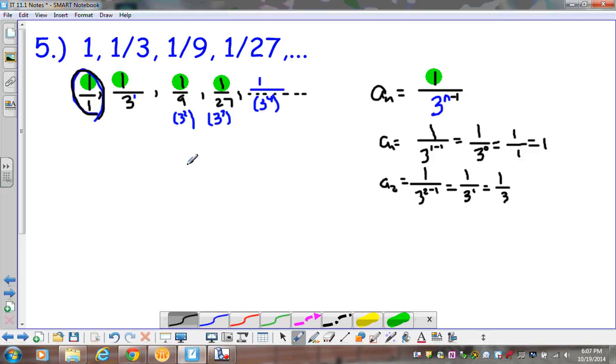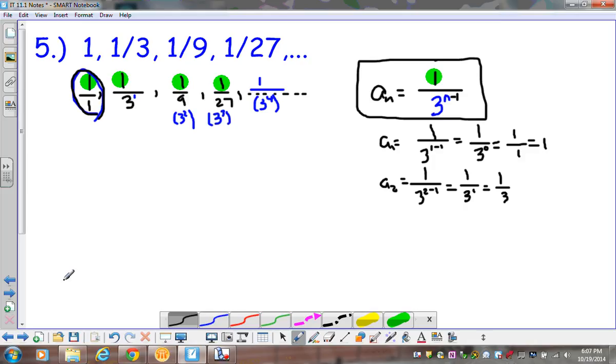So this third term would give you 1/9. The fourth term is 1 over 27. Fifth term is 1 over 3 to the fourth, which is going to be 81, etc., etc. So that is going to be my rule. Again, some of these really don't have a very strong pattern. You just got to, like I said, play with some different numbers and patterns and see what works.